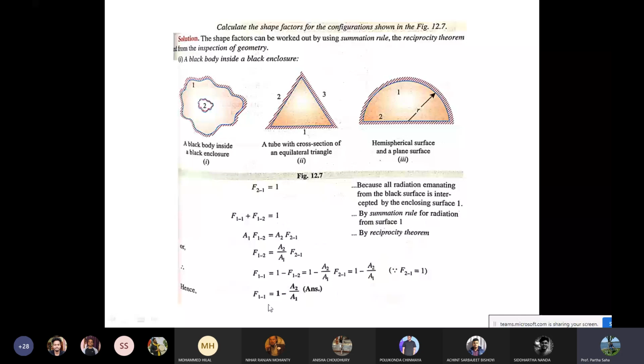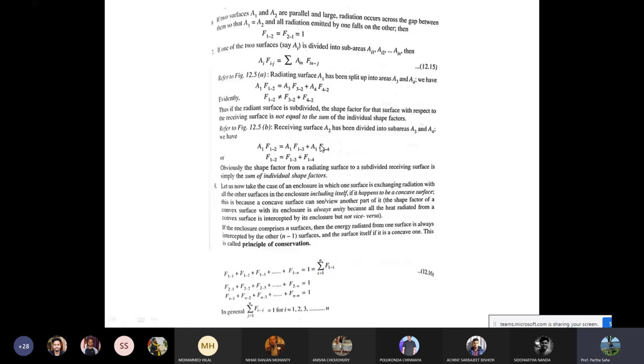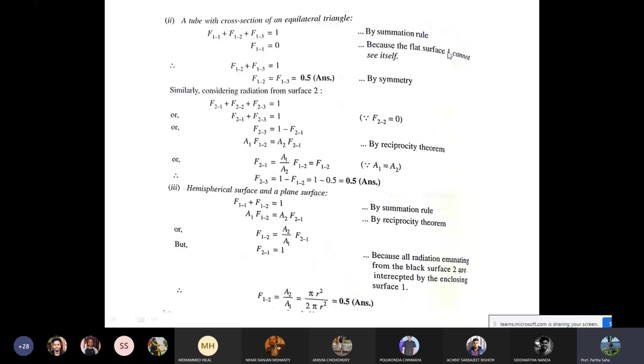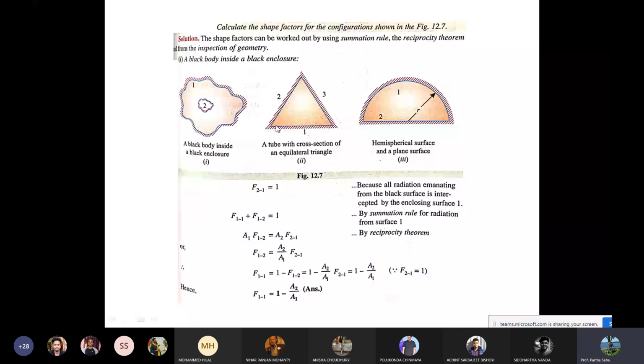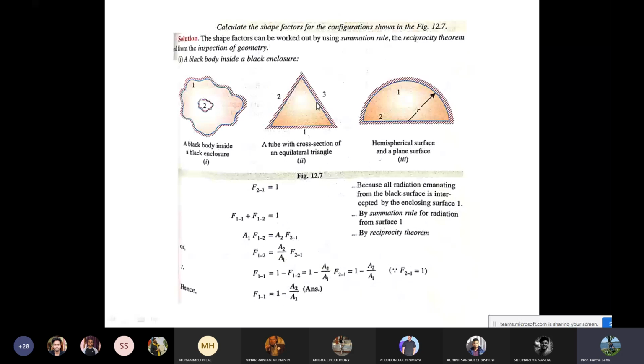Okay. Now for this body, let us see. Here the radiation from this radiating surface is this. So that will be F11, F12, F13, altogether 1 by summation rule. We have already seen this, because this is the summation rule, right? And then F11 is 0, because the flat surface cannot see itself. So whatever radiation coming from this surface cannot be seen by itself. So finally you get F12 plus F13 equal to 1. So F12 will equal F13, equal to 0.5, because it is symmetrical, right? This is a symmetrical triangle, right? So F12, F13 will be 0.5.